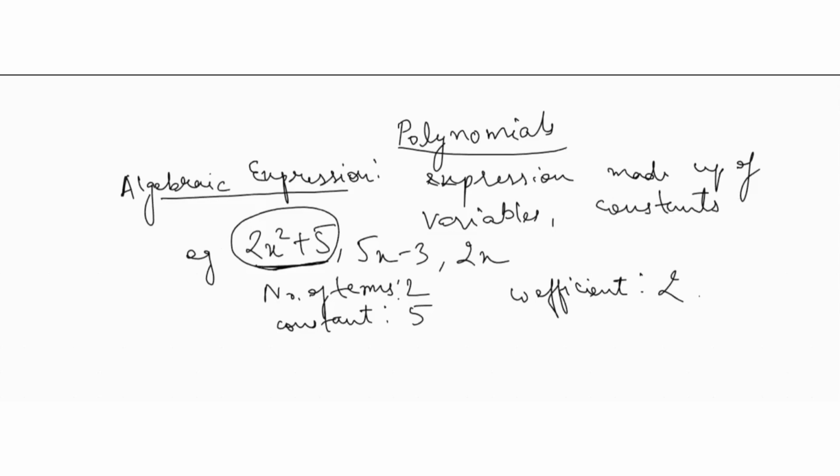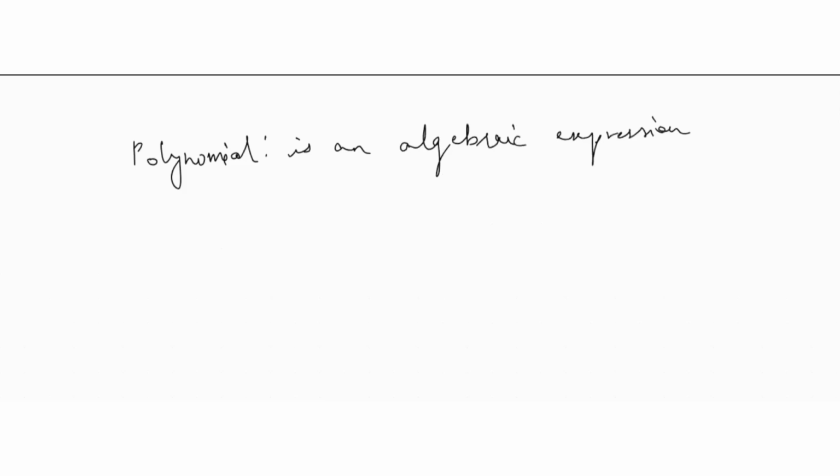Okay, now let's talk about polynomials. We have understood what an algebraic expression is. Now let's understand what a polynomial is. So a polynomial is an algebraic expression only. What is the difference between an algebraic expression and a polynomial? Here the exponent on any variable is a whole number.